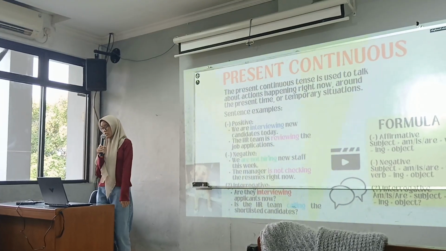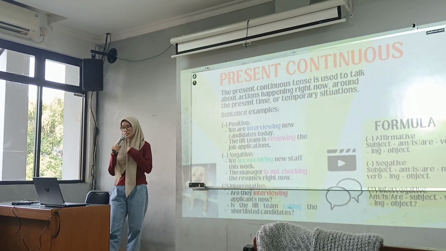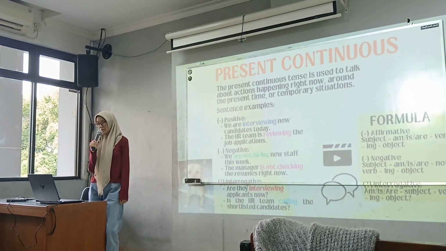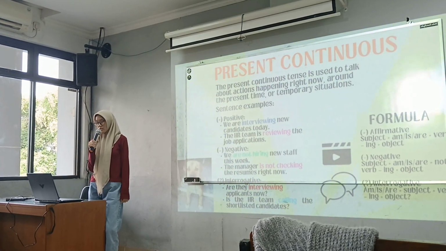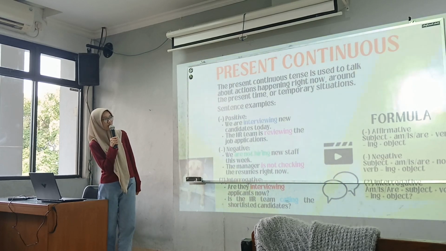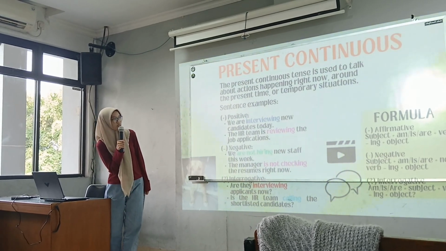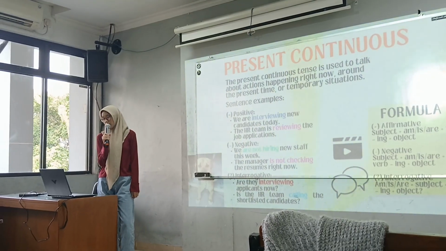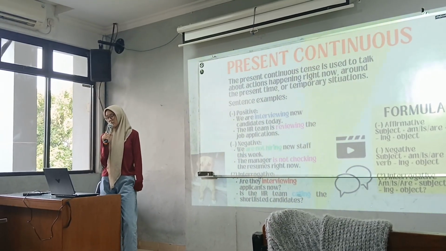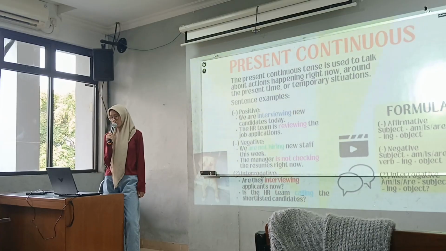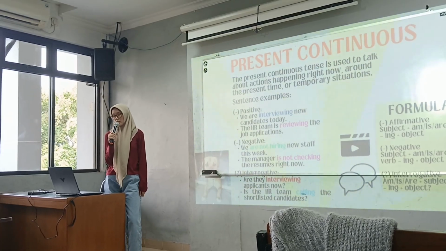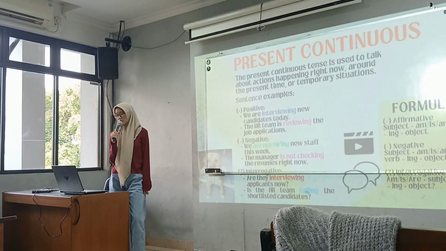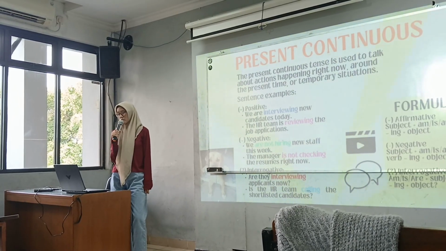Next is present continuous. The present continuous tense is used to talk about actions happening right now, around the present time, or temporary situations. The formula for affirmative is subject plus am/is/are plus verb plus object. For the negative, it's subject plus am/is/are plus not plus verb plus object. For the interrogative, it's am/is/are plus subject plus verb plus object.